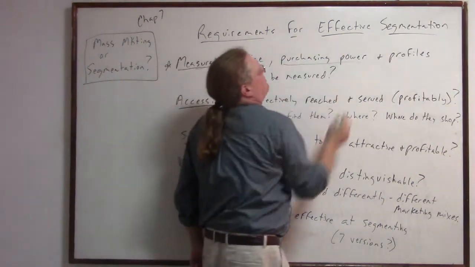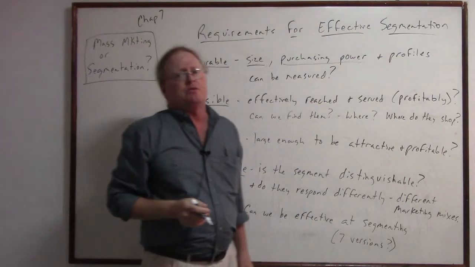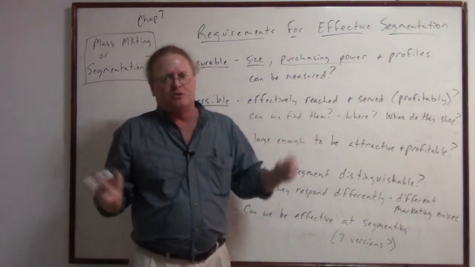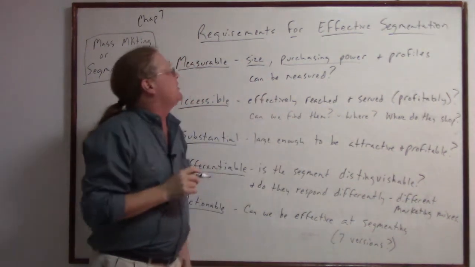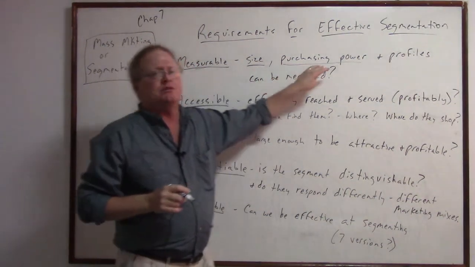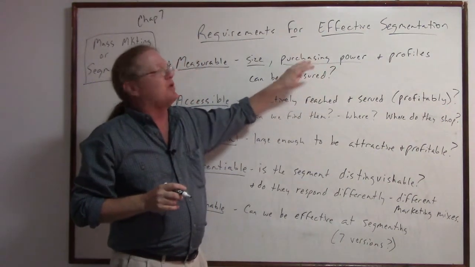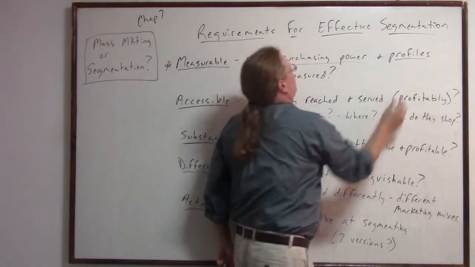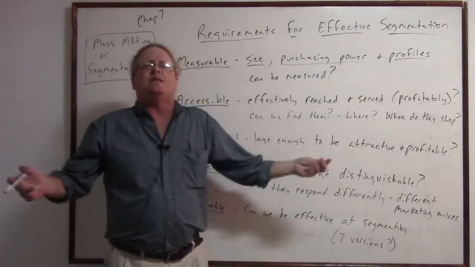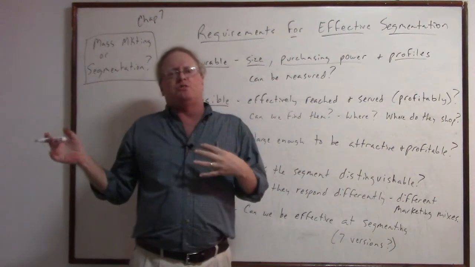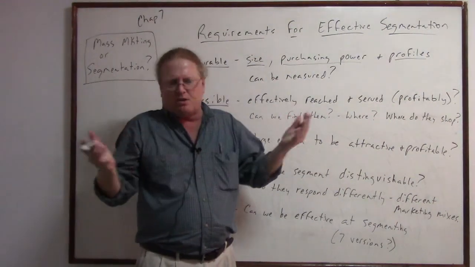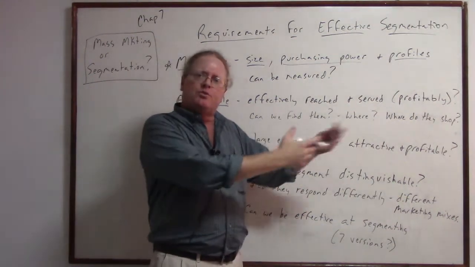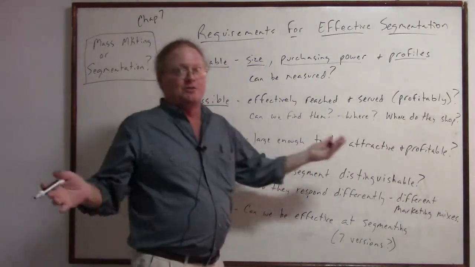We also need to be able to measure the purchasing power. A lot of segmentation is based on purchasing power, but there's a lot more to it. You can go about it in different ways. But can we measure the purchasing power of the segment that we want to target? And can we get profiles on these people? What are they like? Are they conservative, adventurous, focused on being a professional, going to school, or are they more not focused on going to school?